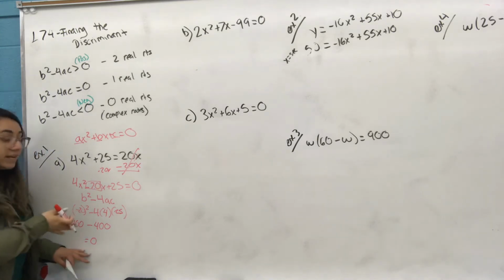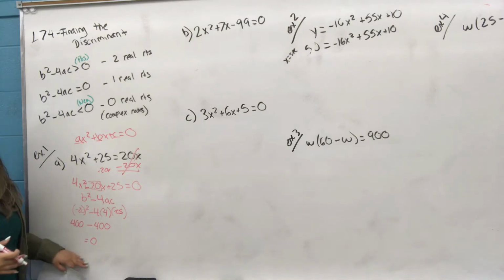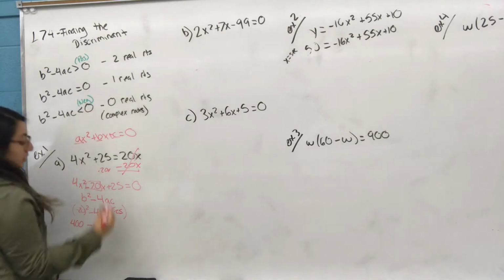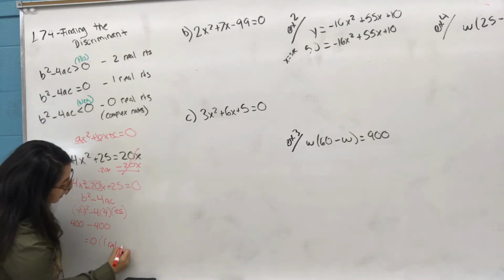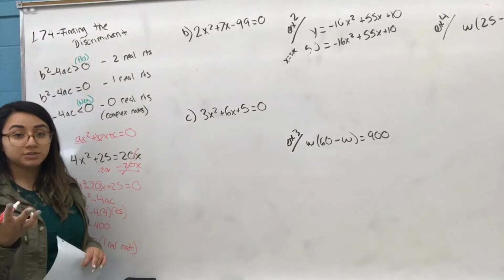So that's not you factoring. That's not the answer for what x is. This is just telling us that since it equals 0, you have 1 real root. For your homework, I'm going to be asking how many real roots there are: 0, 1, or 2.